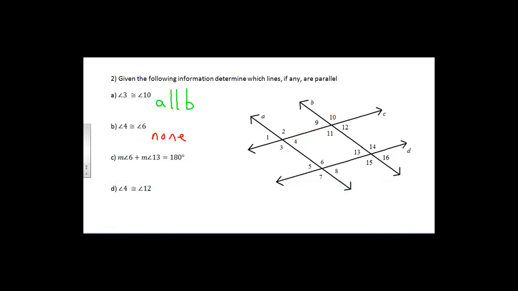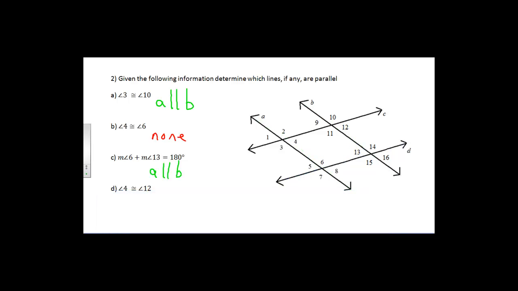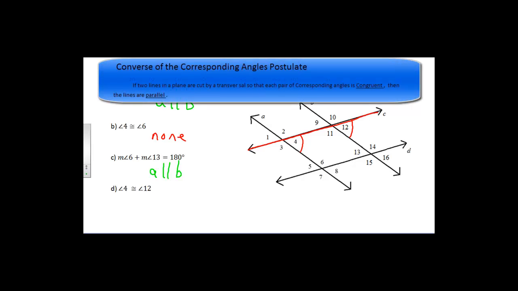Part C, angle 6 and angle 13 add up to 180 degrees. Well, those are consecutive interior angles. In this case, they are supplementary. So since they're both on transversal D, that would make lines B and A parallel to each other. And part D, angles 4 and 12 are congruent to each other. Those are corresponding angles. They're both along transversal C, which would make, again, lines A and B parallel to each other.